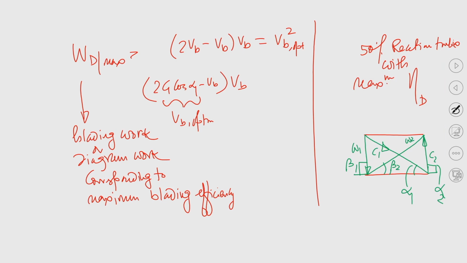So, see, try to understand, this is the velocity triangles, that is velocity triangle at the inlet. So, this is A, this is B, this is C and D, that is for the 50% reaction turbine with maximum blading efficiency.